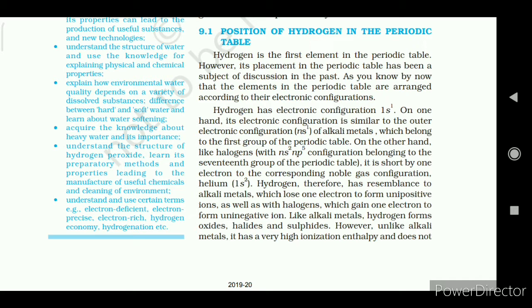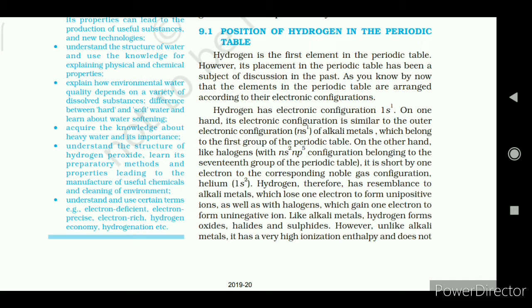On one hand, its electronic configuration is similar to the outer electronic configuration of alkali metals, which belong to the first group of the periodic table. On the other hand, like halogens, it's short by one electron to the corresponding noble gas configuration, that is helium. Hydrogen therefore has resemblance to alkali metals, which lose one electron to form unipositive ions, as well as with halogens, which gain one electron to form uninegative ion.